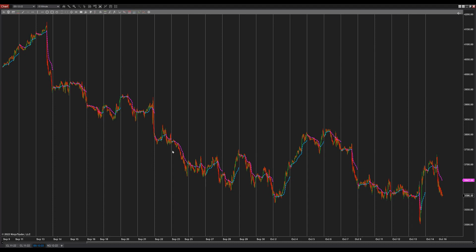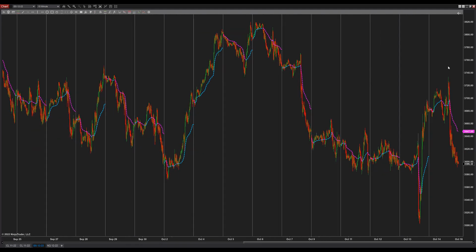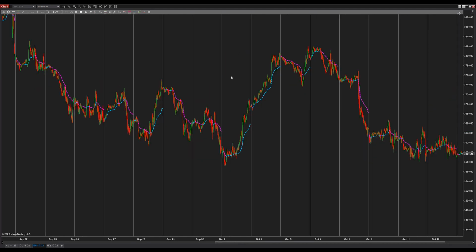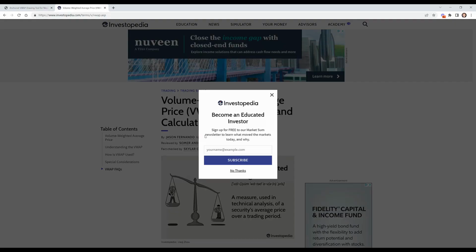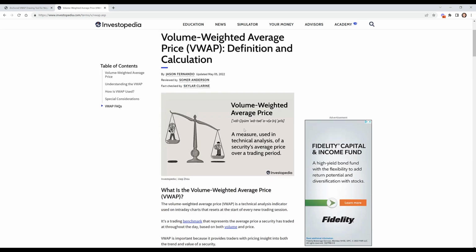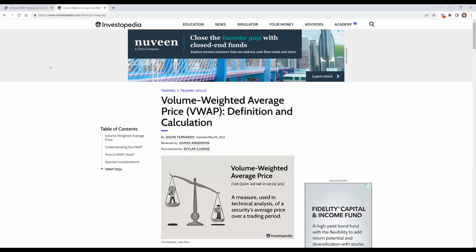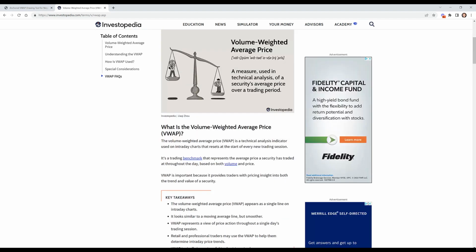Of course, VWAP is very important to any day trader. It's very important to know where it is because institutions are using it. I shouldn't assume that everybody knows what VWAP is, so let's come over to Investopedia. If you have any lack of clarity as to what VWAP is, this is a reasonable place to read about it. I just Googled what is VWAP, and Investopedia is top of the list. So here's the definition.